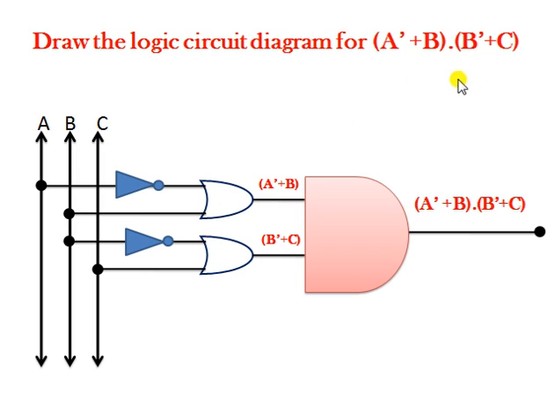Likewise here b bar, c, this is b bar plus c. Now this is a dot product between this expression and this expression, so we are using an AND gate: a bar plus b dot b bar plus c.